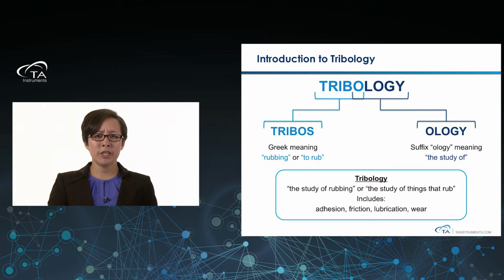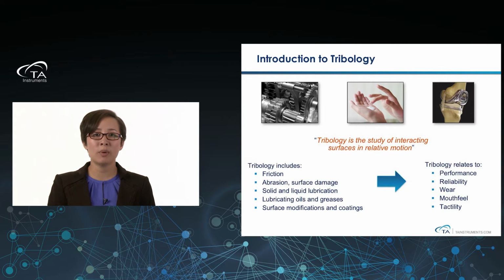Now, the word tribology can be derived from two words. The first word being tribos, which is Greek, meaning rubbing or to rub, and then the suffix ology, which literally means the study of. So when we put these words together, tribology literally means the study of rubbing or the study of things that rub. So this can include properties such as adhesion, friction, lubrication, and wear. Another way to think about it is tribology is the study of friction, wear, and lubrication between two interacting surfaces while they're in relative motion with one another.